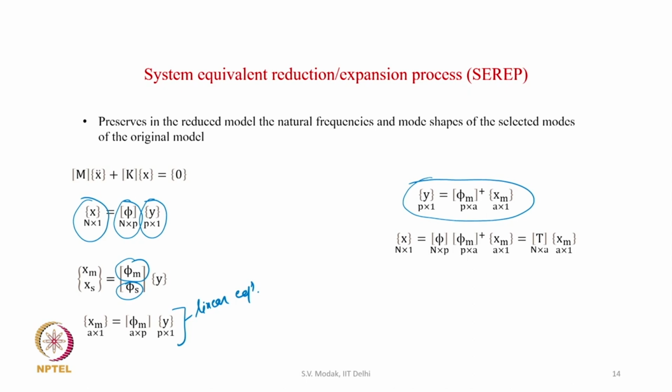Now this modal response vector y is substituted into the modal transformation we did, which was x is equal to phi y. So, this gives us the relationship between the vector x and vector x m, and T is the transformation matrix, which is given by the product of matrix phi and the pseudo inverse of phi m. By substituting this vector x in the equations of motion and pre-multiplying by T transpose, we obtained the reduced mass and stiffness matrices for the reduced system of equations.